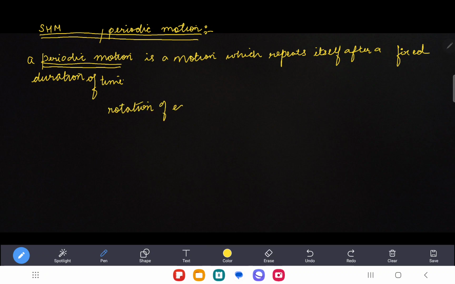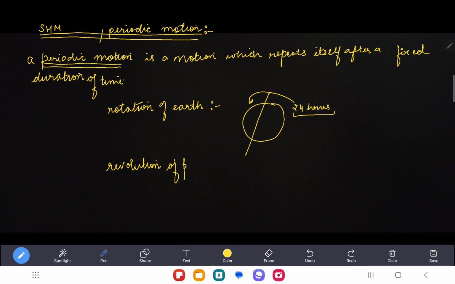So, rotation of Earth basically is an example of what? Rotation of Earth is an example of periodic motion. Why? Because it is rotating and coming back to its position after 24 hours. You understand? So, this is an example of periodic motion.